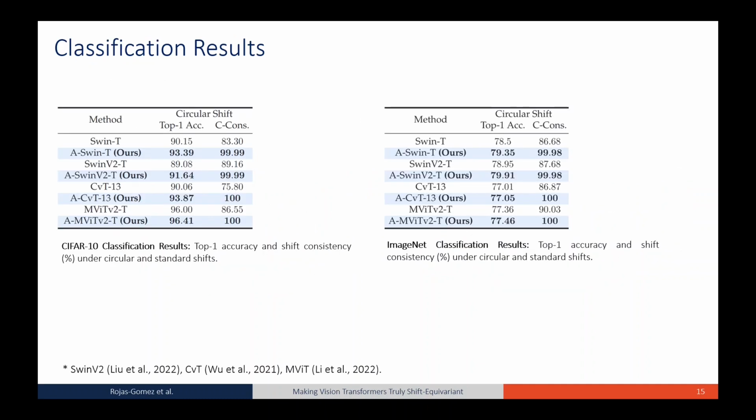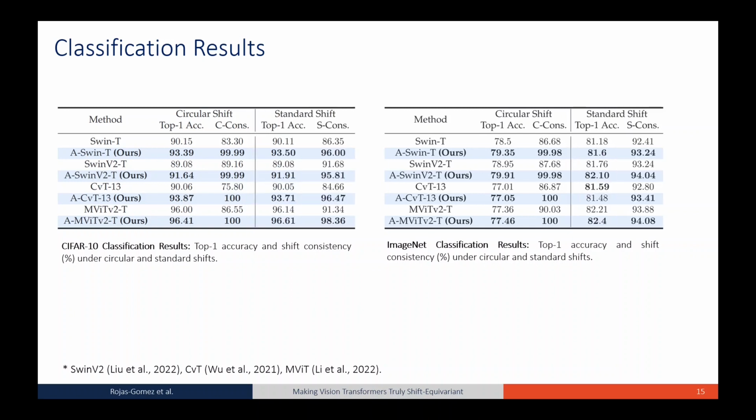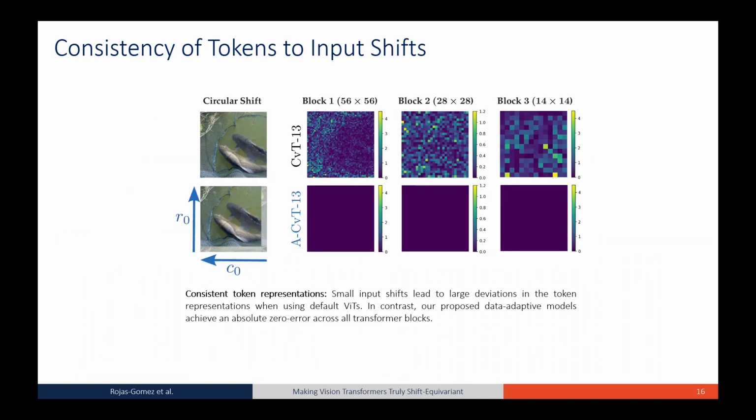We run image classification experiments on CIFAR and ImageNet datasets under circular shifts, attaining significant accuracy improvements and perfect shift consistency across ViT architectures. We extend our experiments to standard shifts, where we show that, despite not satisfying our data assumptions, our models get improved or on par accuracy while boosting shift consistency. Under circular shifts, our adaptive ViTs generate stable representations across the pipeline, in contrast to default models where deviations occur due to input shifts. Note that such robustness is obtained by design without any refined data augmentation.